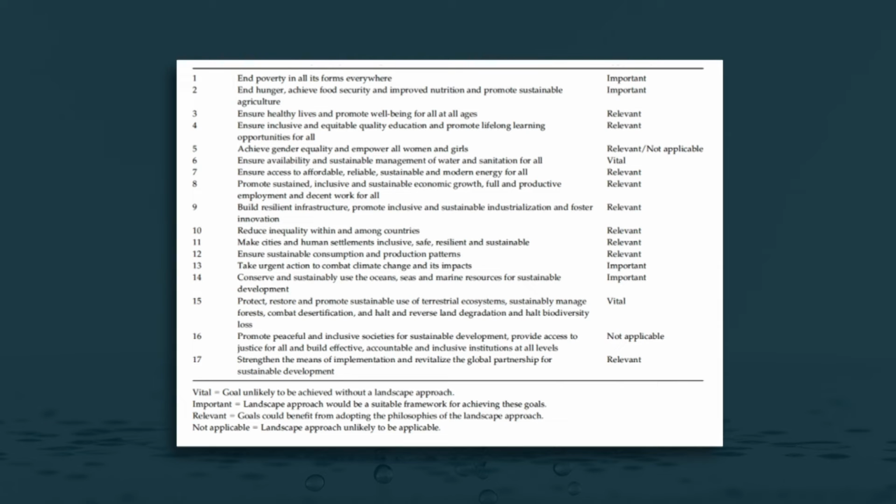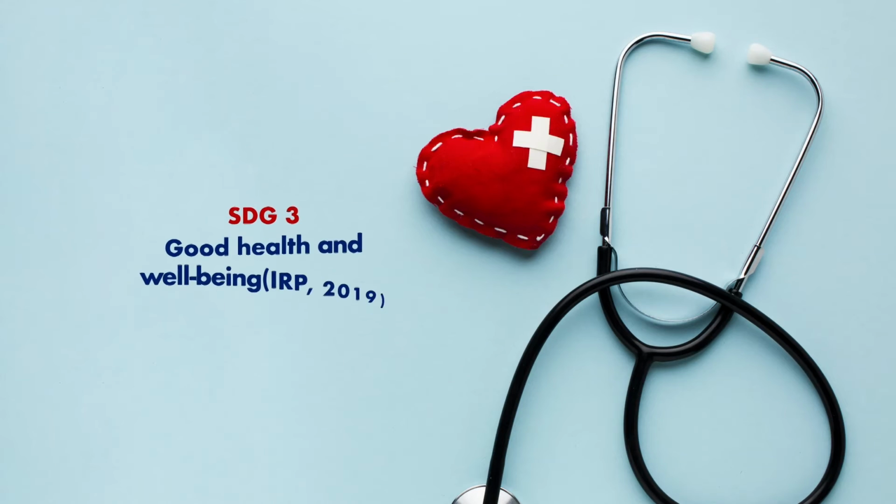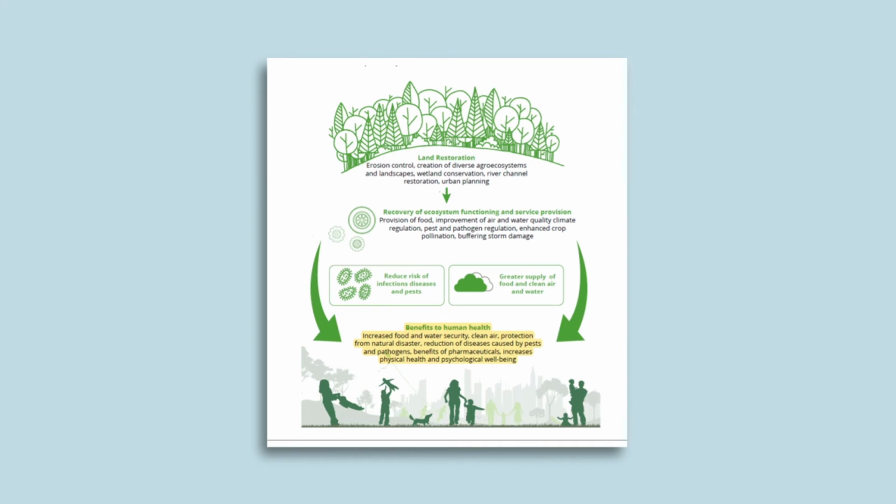So you will see in this table. Let us take an example of goal number 3, good health and well-being. How is it highly related to your watershed management? Because when we talk about it, here in this picture you will find land restoration. Land restoration means degraded watershed can be restored, right? And take that as an example of watershed management. Restoring degraded land, degraded watershed, is also one of the important objectives of watershed management.